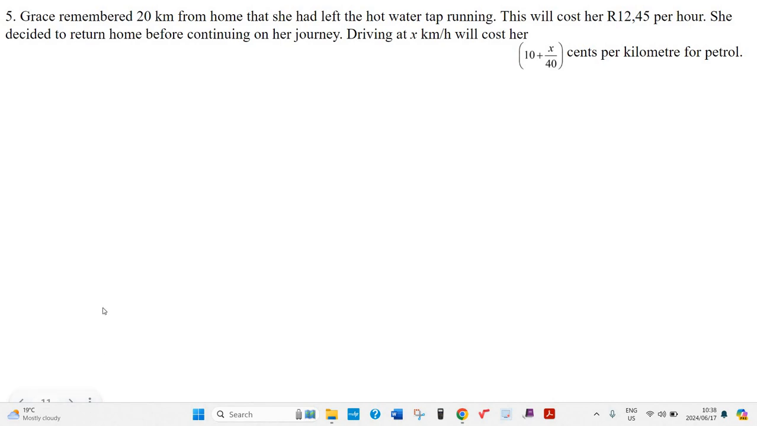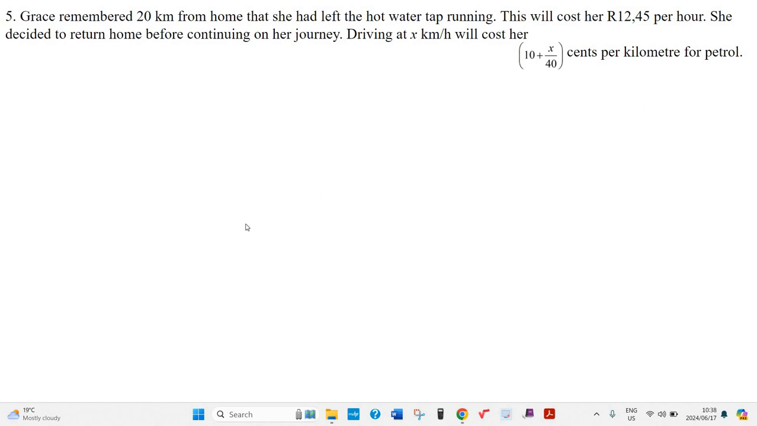Okay, let's try this problem that's a bit more challenging about Grace. She remembers 20 kilometers from home, she left the hot water tap running. It's going to cost her 12 Rand and 45 cents an hour for that geyser to be on. She decided to return home, but she's going to drive at X kilometers per hour. But it's going to cost her 10 plus X over 40 cents for every kilometer.